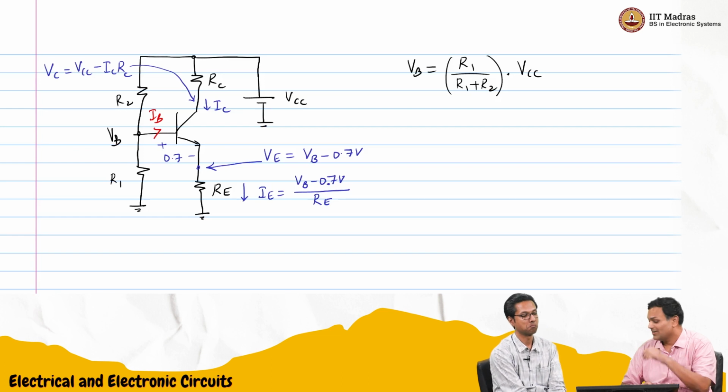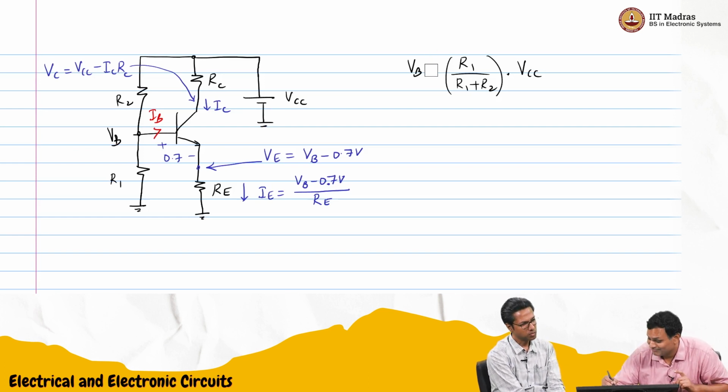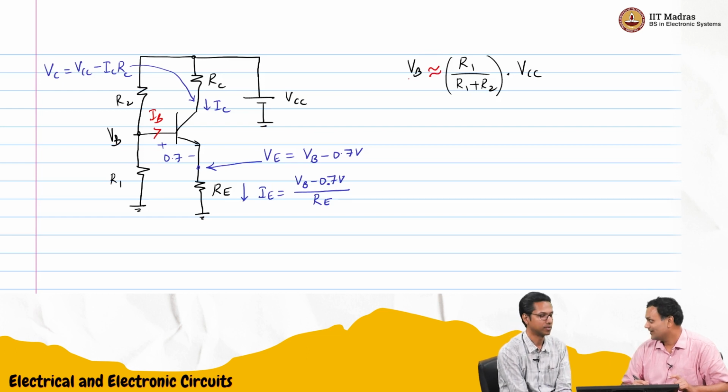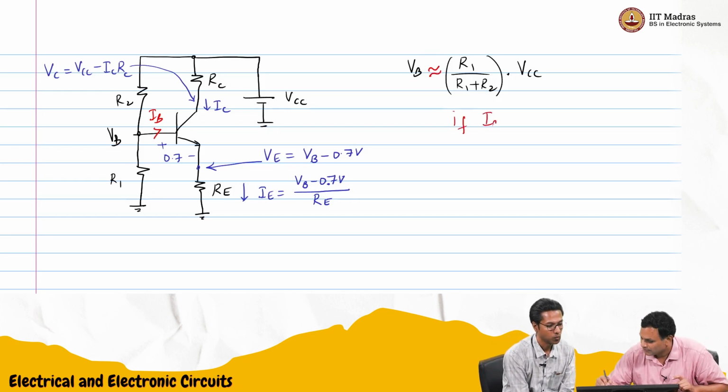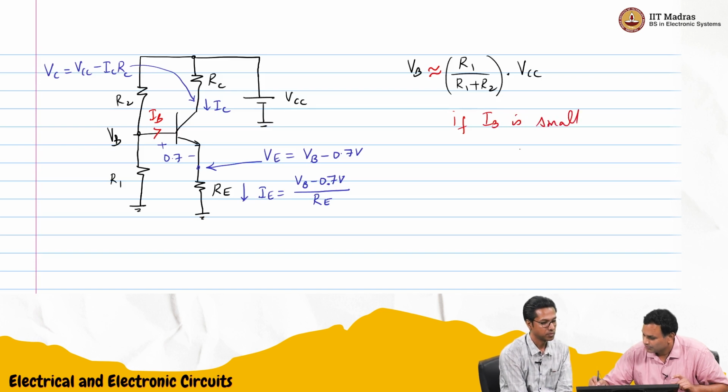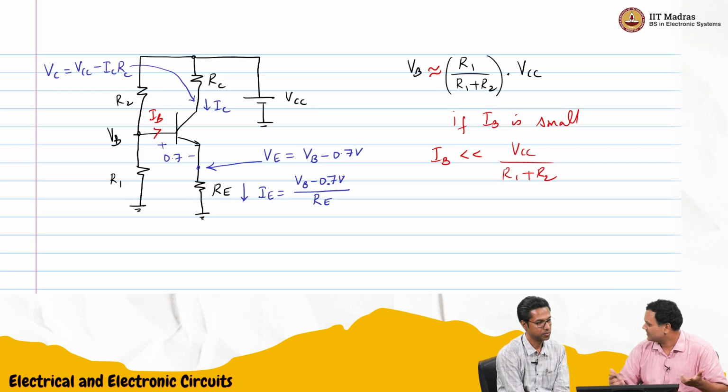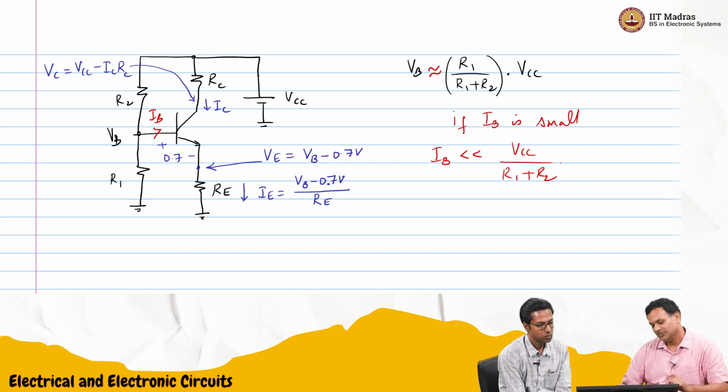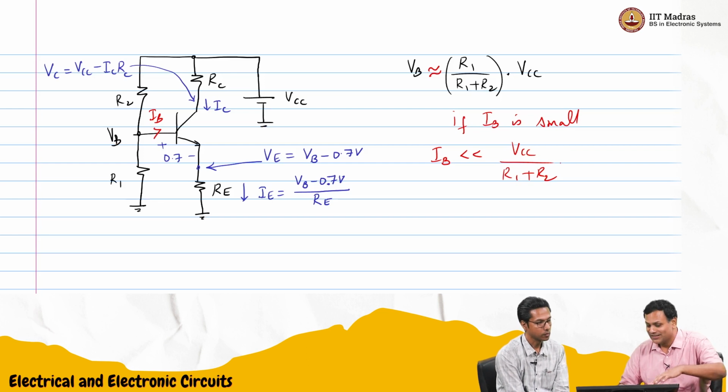But maybe because base current is very small, I'll draw it like this. In fact, IB should be much smaller than VCC by R1 plus R2. If this is valid, it's perfectly valid. So we just choose R1 and R2 to satisfy this condition. But you can't choose it too large also, because then the voltage drop across IB times R2 is the additional voltage drop. That should also not change. So there will be some range of R1 and R2 that will work.